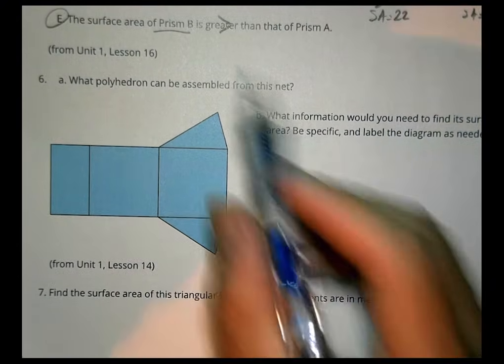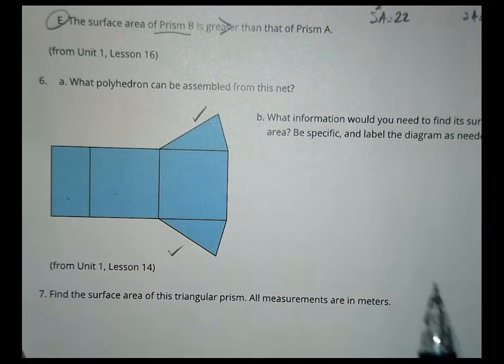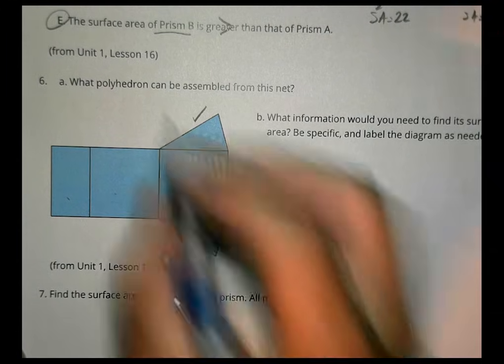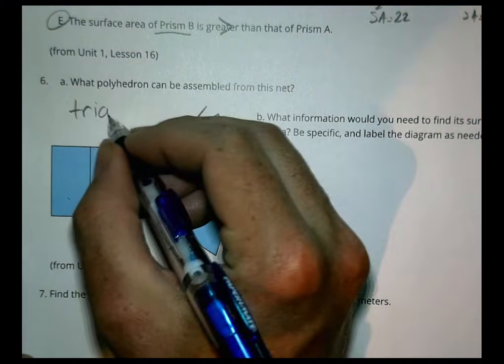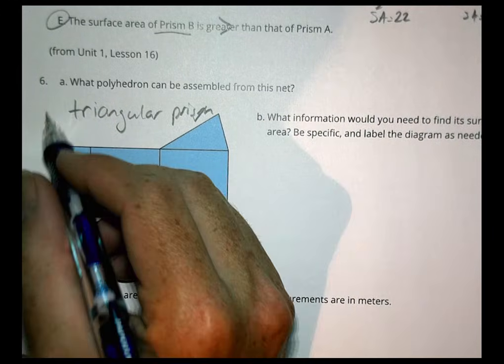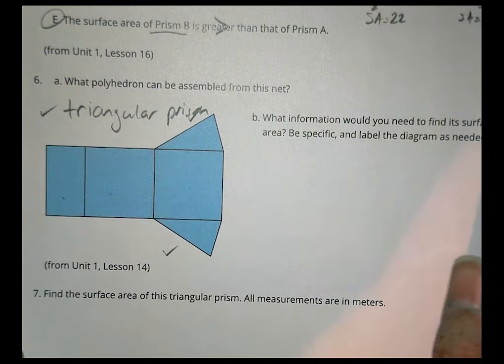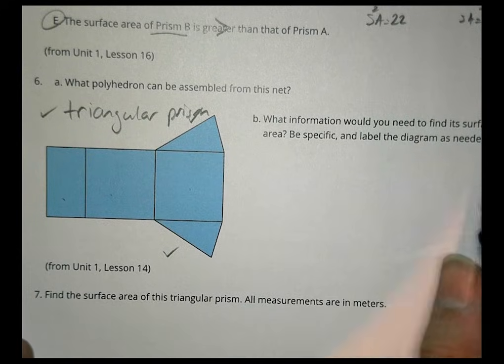Well, we see that we have a collection of triangle shapes here, and 1, 2, 3 rectangular type of shapes. So we can say that we can once again form a triangular prism. I think that's been an answer to a question on all your homework for the last 4 or 5 lessons. B, what information would you need to find its surface area, and be specific and label it as needed?